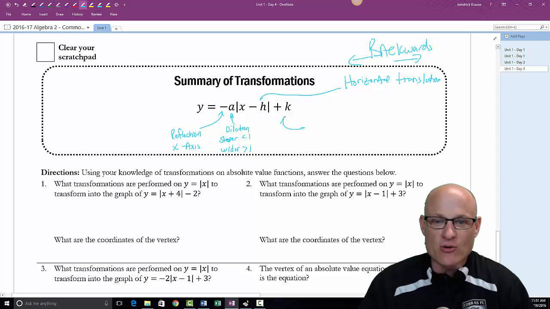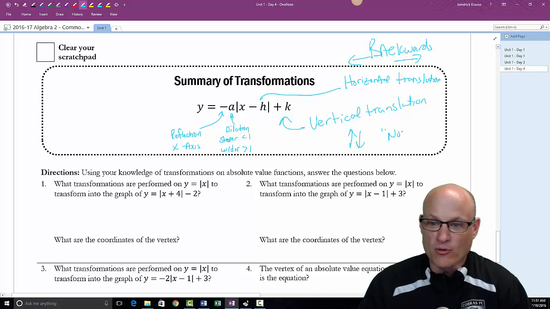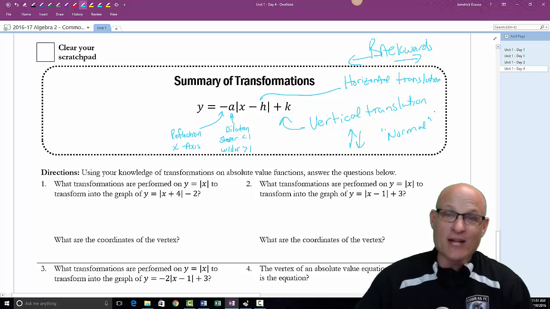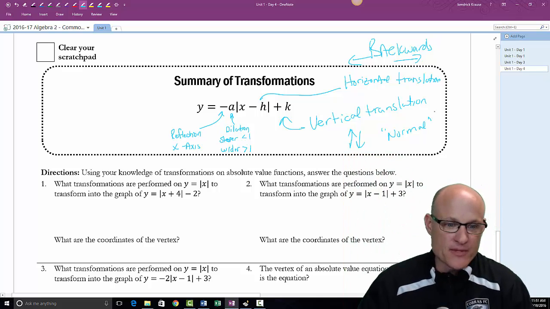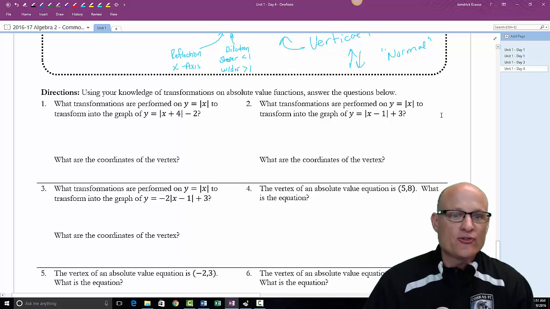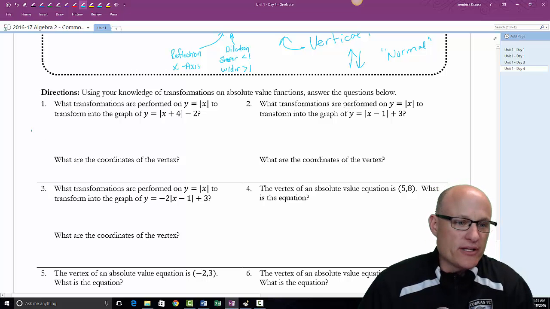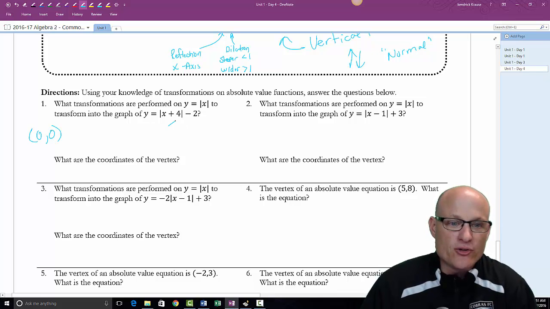And then when we add on the outside, that is a vertical translation or slide. That's up and down. And then this is normal, which means we add, we go up, we subtract, we go down. All right, so let's see what we got. So normally the vertex is 0, 0, but we're going to move it to the left 4, negative 4. Oh, we should be down here. Negative 4. And we're going to move it down to negative 2.